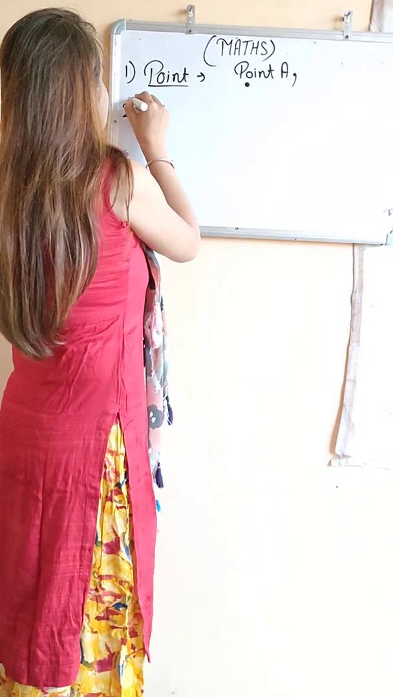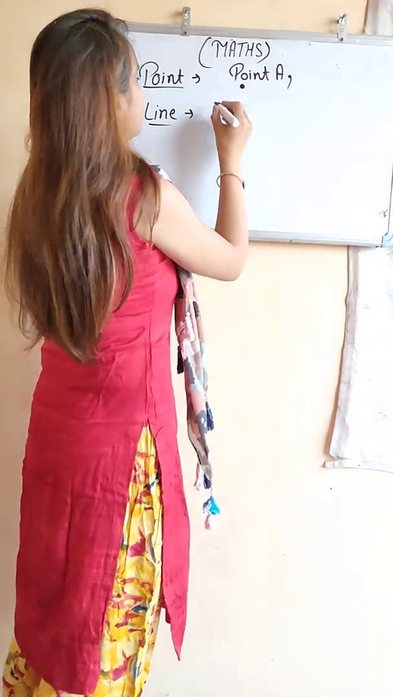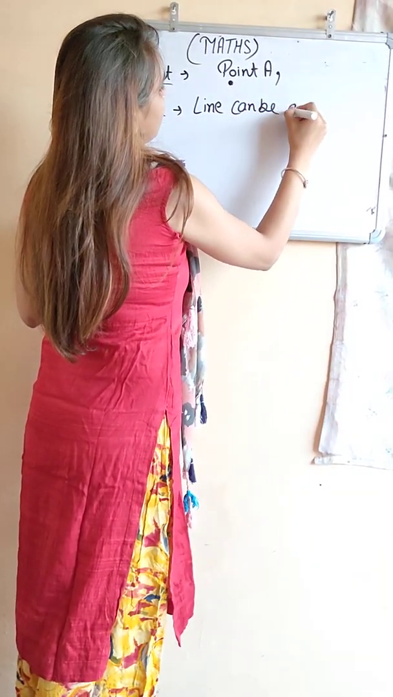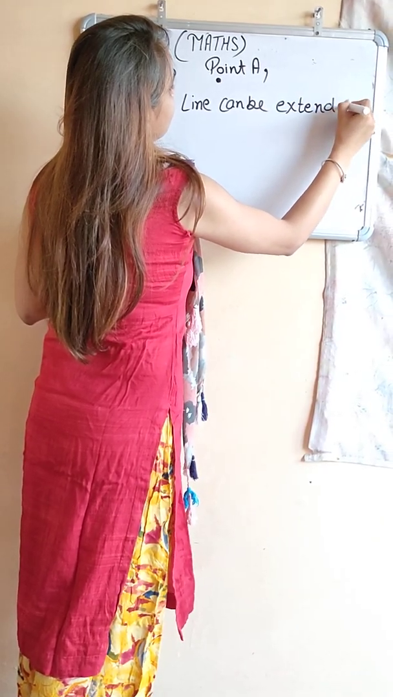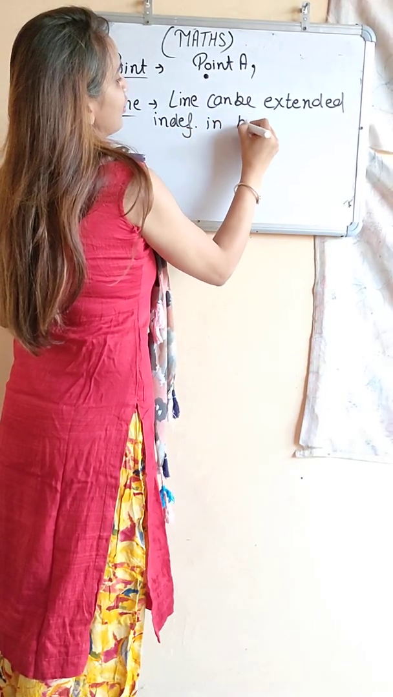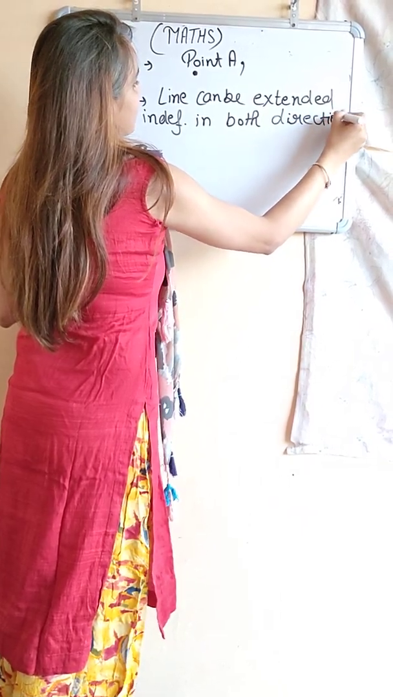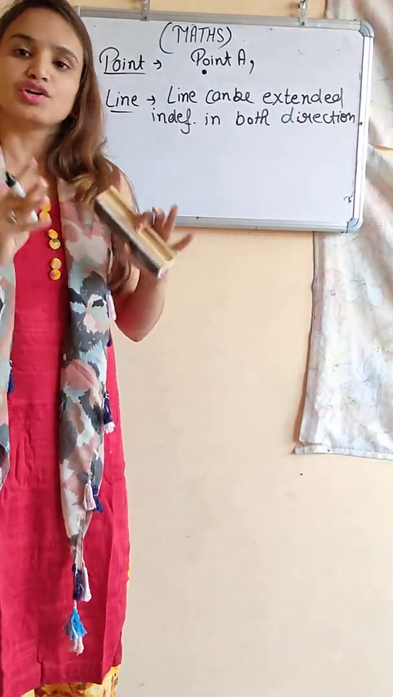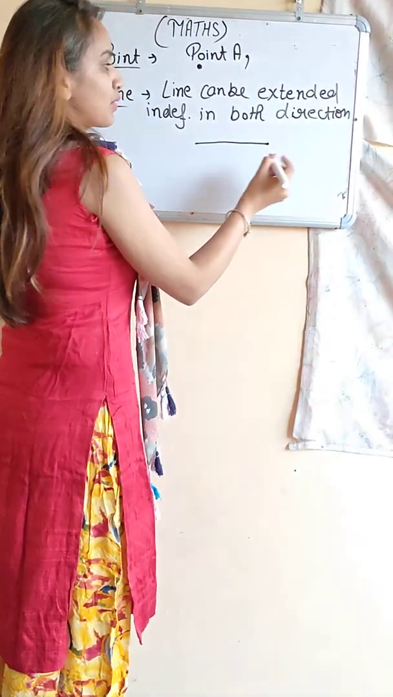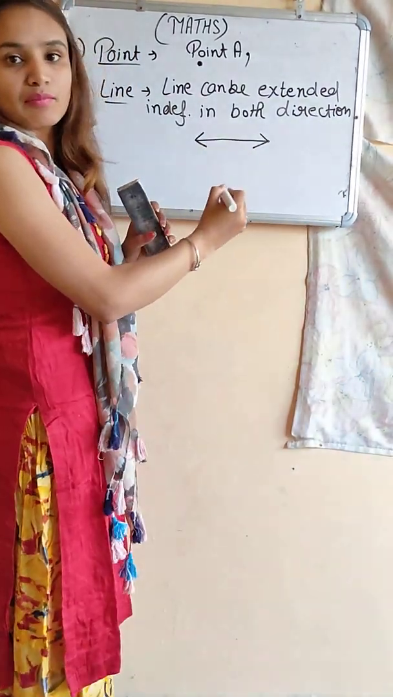Next one is line. Line can be extended indefinitely in both directions. That means line has no end point. See, because it can be extended in both directions, that's why we put arrows in both directions.